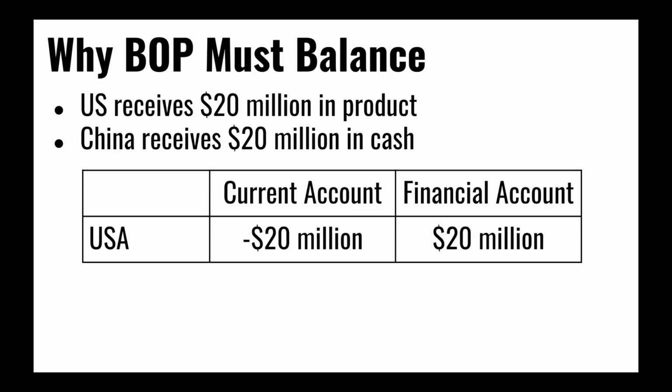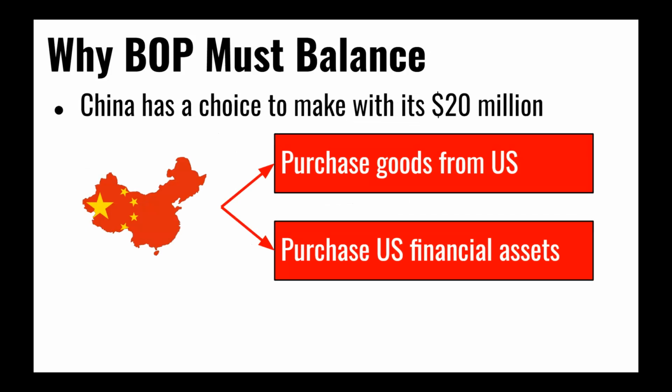Well, they have two choices. The recipients of this $20 million in cash in China can either purchase goods from the United States, in which case they will import goods from the United States, and by sending American goods into China, we're beginning to sort of balance out that current account deficit, because now instead of being a $20 million trade deficit, it will be something less than a $20 million trade deficit as U.S. goods flow into China.